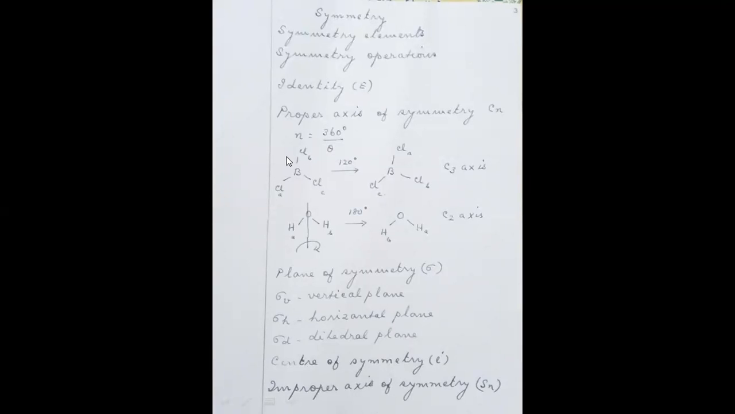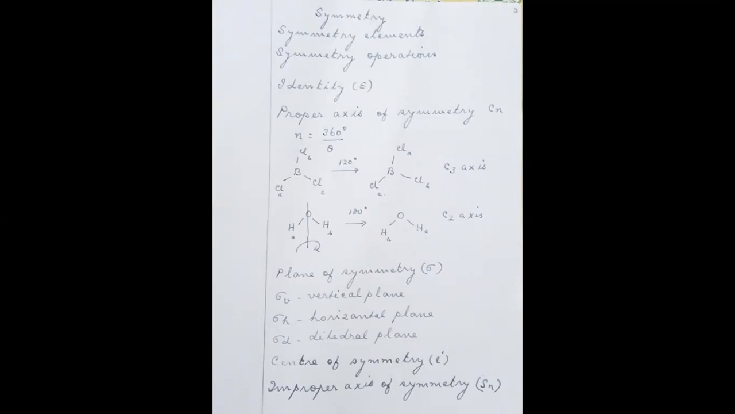As a whole molecule, it is rotated. See, the very important condition in executing the symmetry operation is that you should not break any bond. You should not dismantle the molecule. As a whole molecule, you can rotate, you can reflect, you can invert, anything you can do, but you should not break and rejoin the bonds.